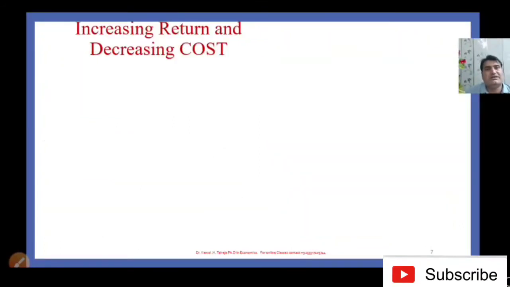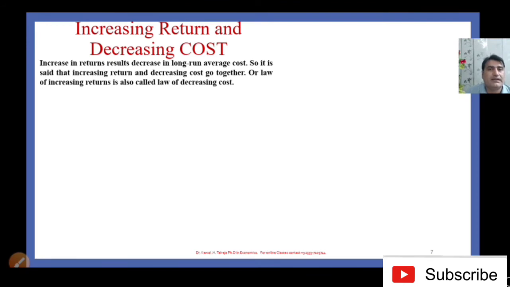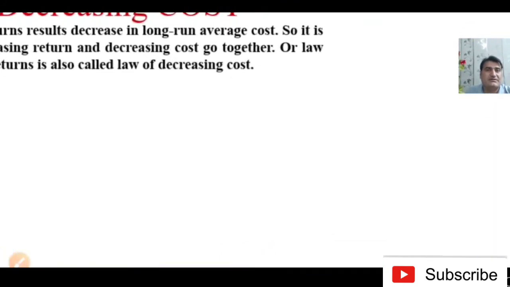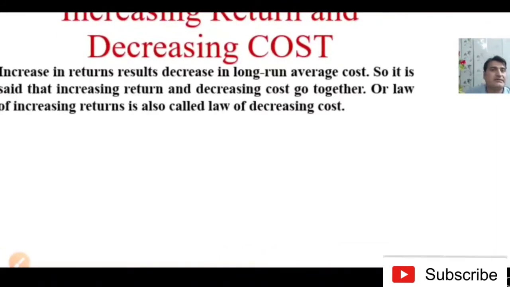What is increasing return and decreasing cost? As we know, the law of increasing return is also called the law of decreasing cost. Why do we say that increasing return and decreasing cost go together? Here we can discuss that the increase in return results in a decrease in long run average cost. So it is said that increasing return and decreasing cost go together. Our law of increasing return is also called the law of decreasing cost.